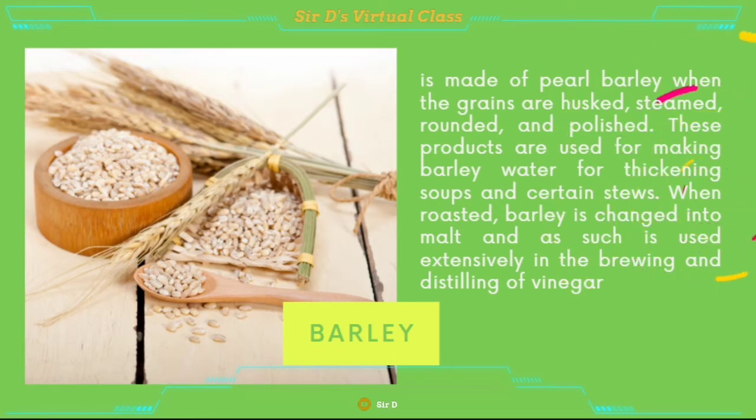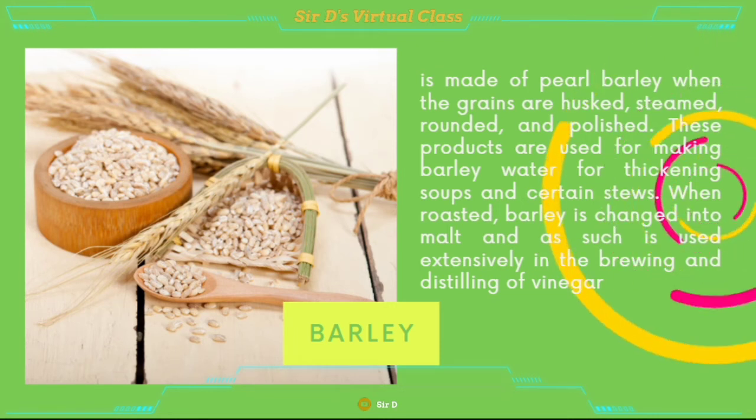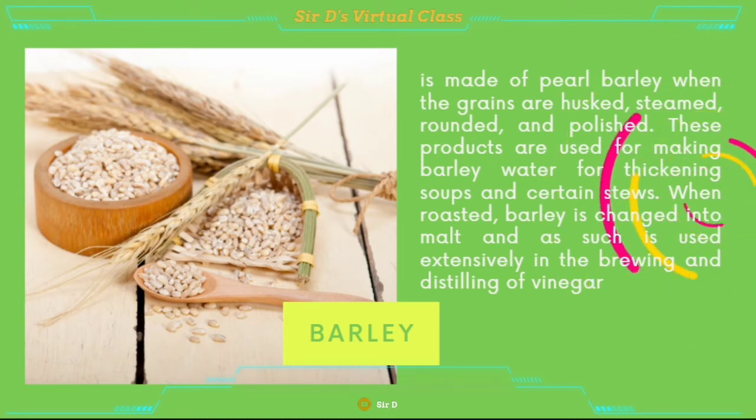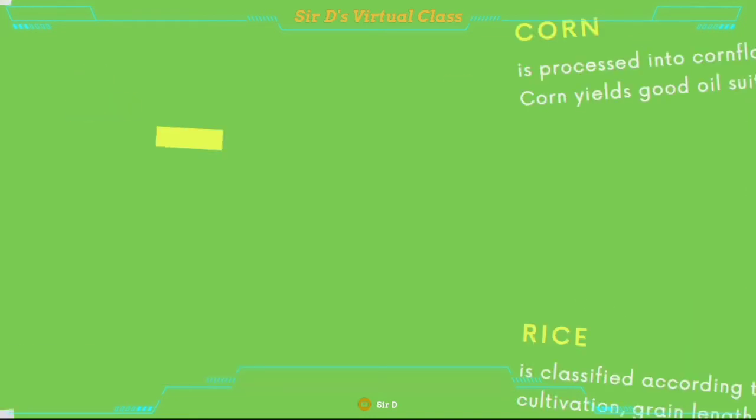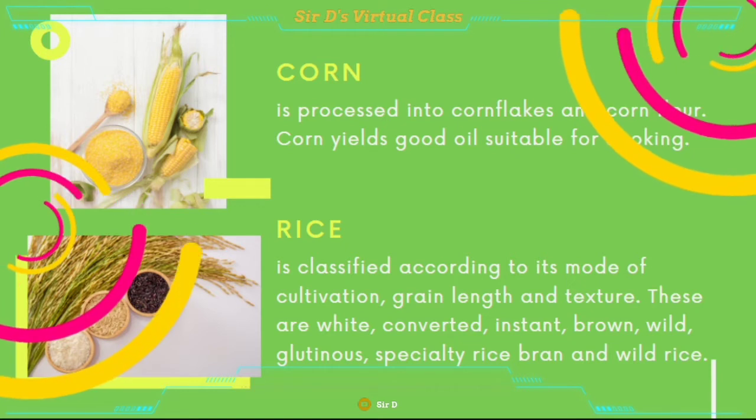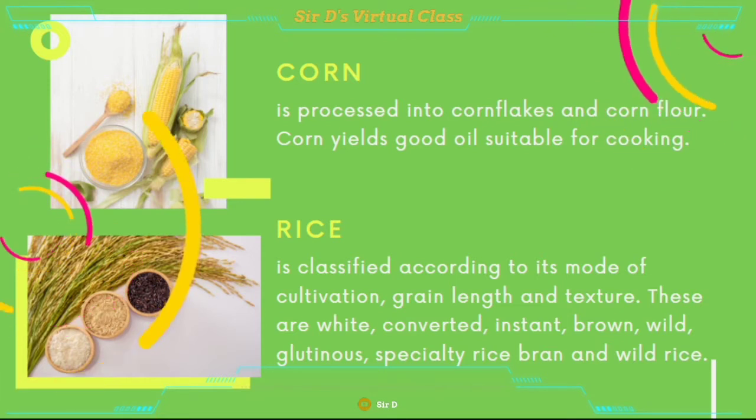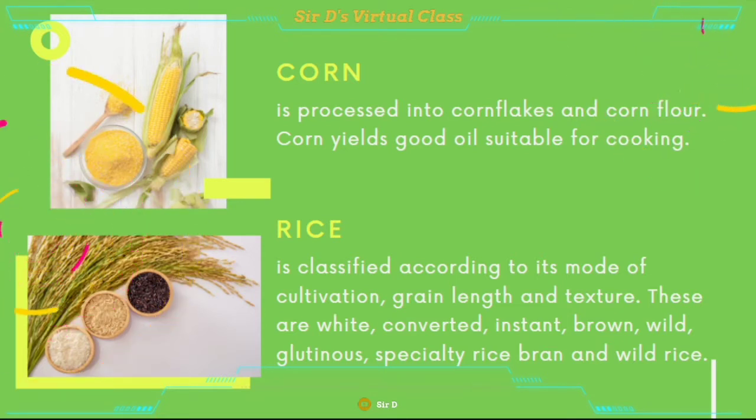Barley. It is made of pearl barley when the grains are husked, steamed, rounded, and polished. These products are used for making barley water and for thickening soups and certain stews. When roasted, barley is changed into malt, and as such is used extensively in the brewing and distilling of vinegar. Corn. This is processed into corn flakes and corn flour. Corn yields good oil suitable for cooking.